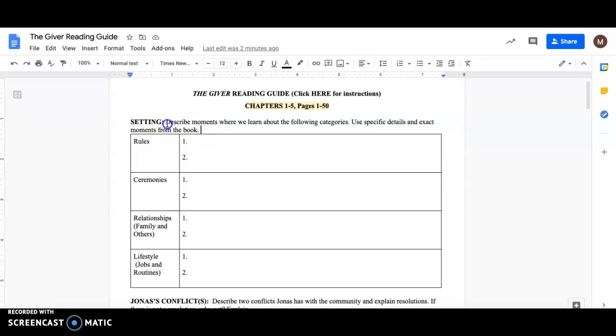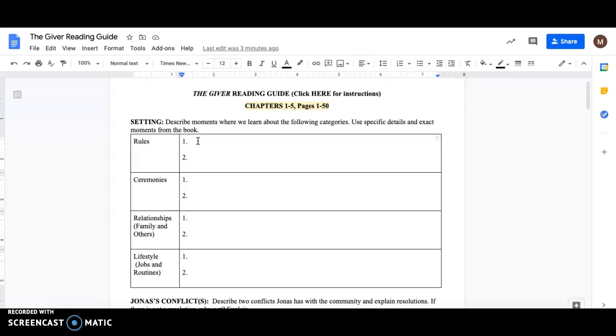So you are going to be describing moments where we learn about the following categories. Use specific details and exact moments from the book. So just like in the sniper essay, you have to find specific data. I should be able to flip through the book and find the exact moment you are talking about. You do not need to put page numbers here, but you need specific details. So rules is the first category.